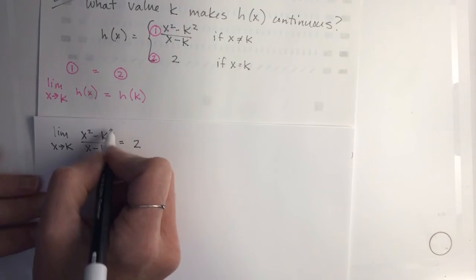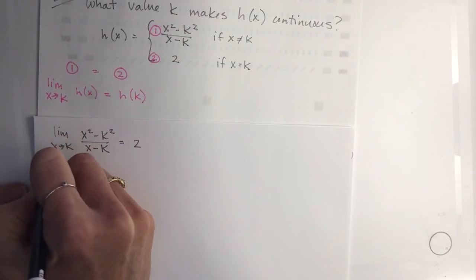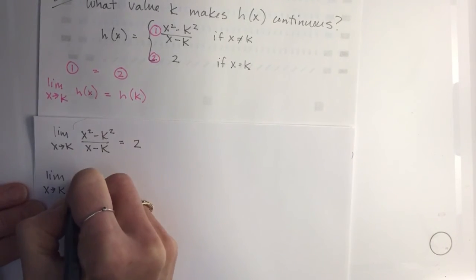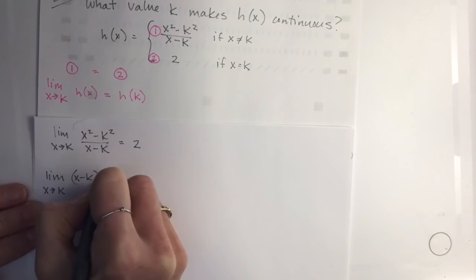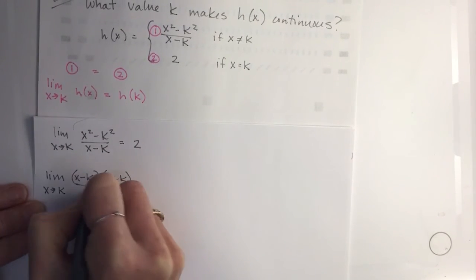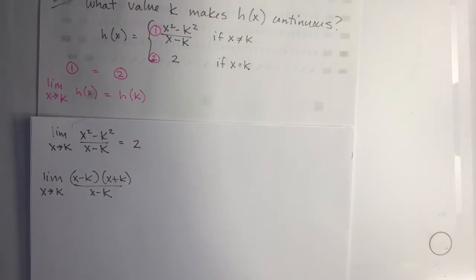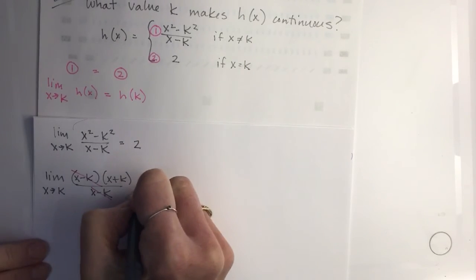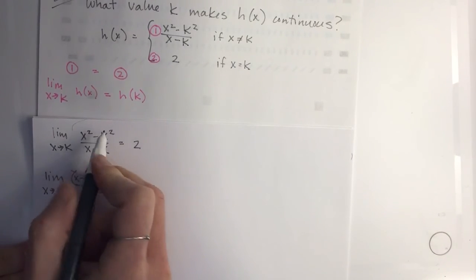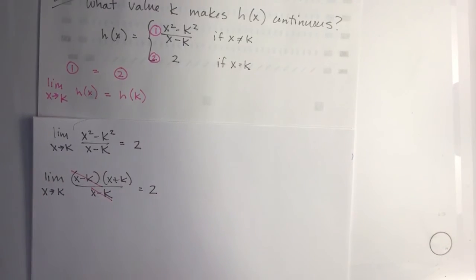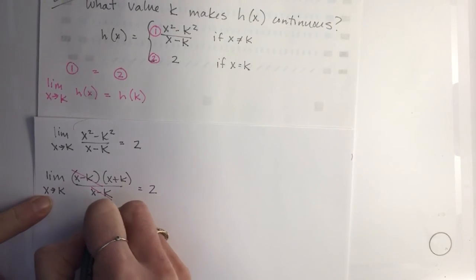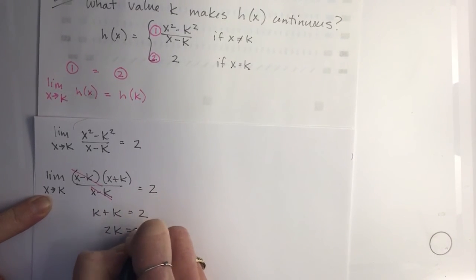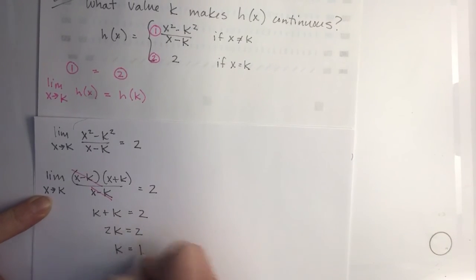Now we've got to solve this limit. It looks like factoring to me because I see this as a difference of squares: x minus k times x plus k, all over x minus k. The x minus k's cancel algebraically, and when we do direct substitution, we're not going to get the 0 over 0 indeterminate form. Now we get k plus k is equal to 2. So 2k is equal to 2, so k has to equal 1.